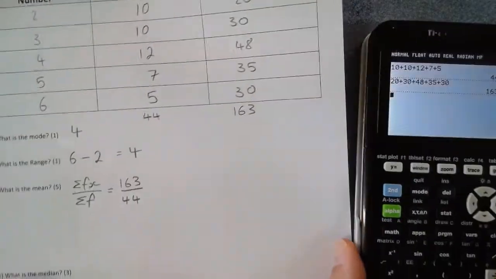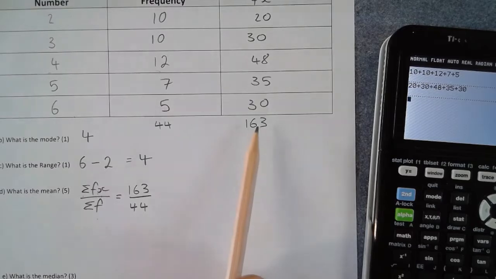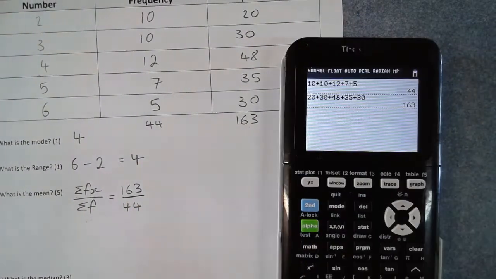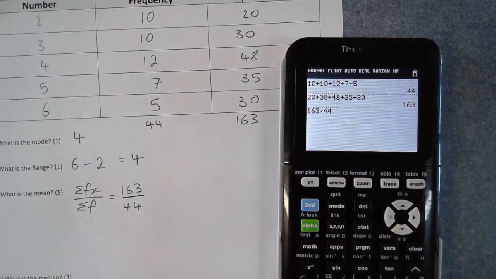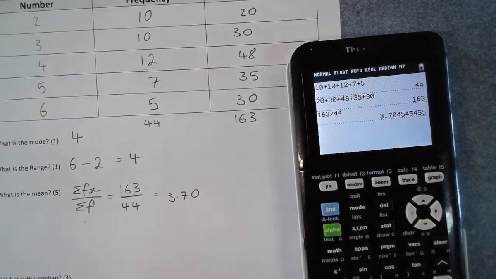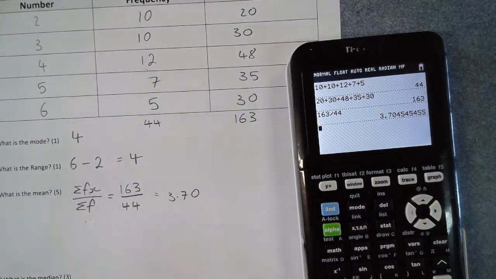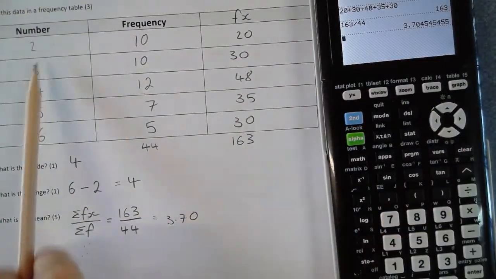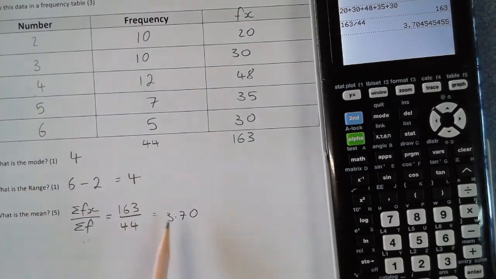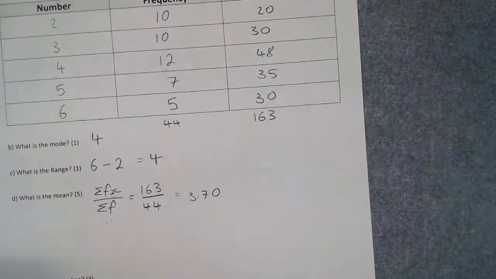So our mean is going to be the total of the fx column divided by the total of the f column. That's the formula. That's our working out. And now our answer. So we get 3.70, and it will usually ask you to round it to a certain number of decimals. It looks like the average number is almost 4 as well. You can use your mode and work out roughly where it's going to be.